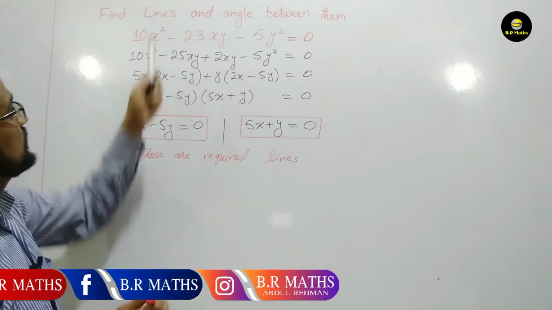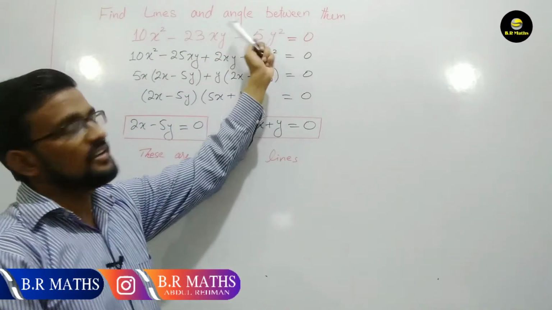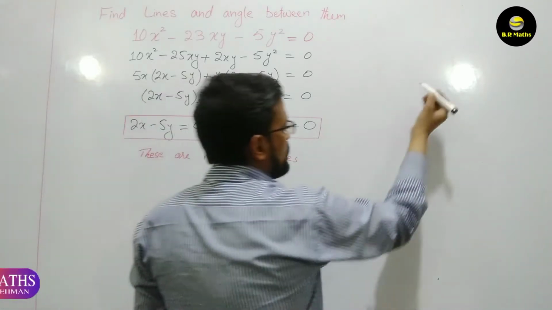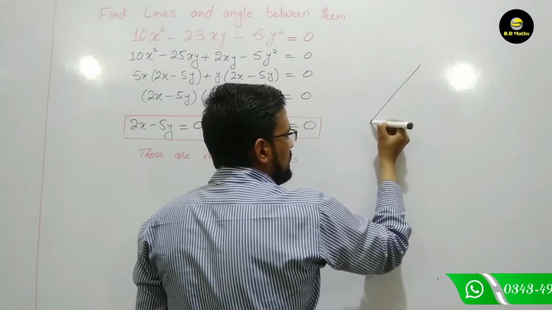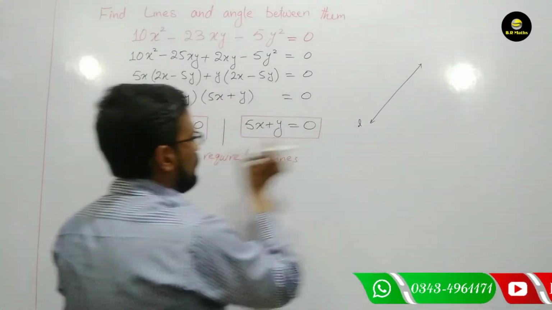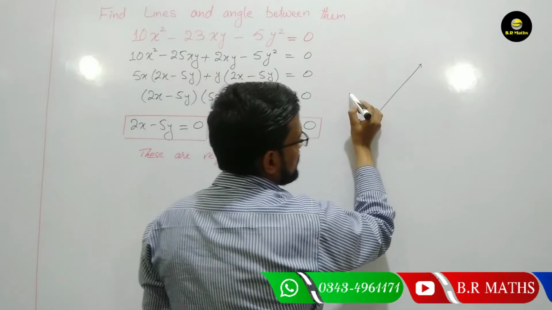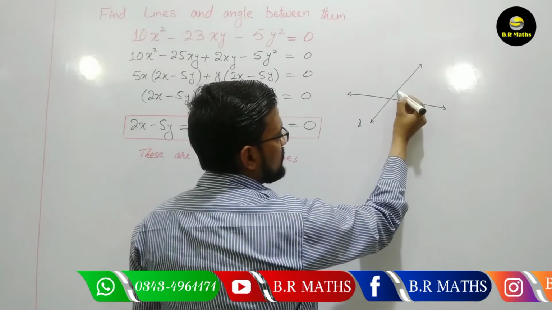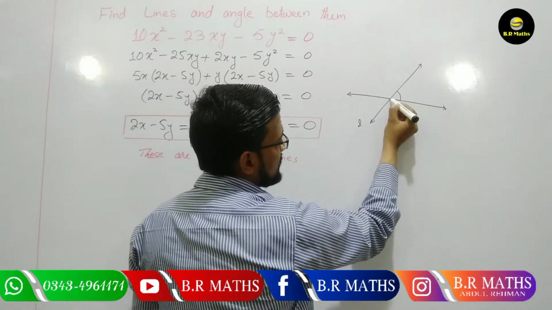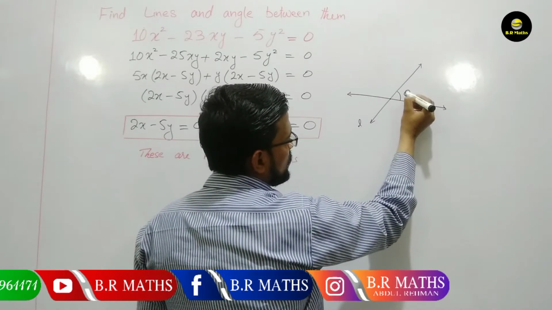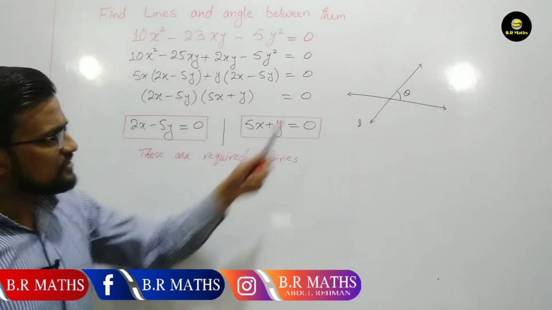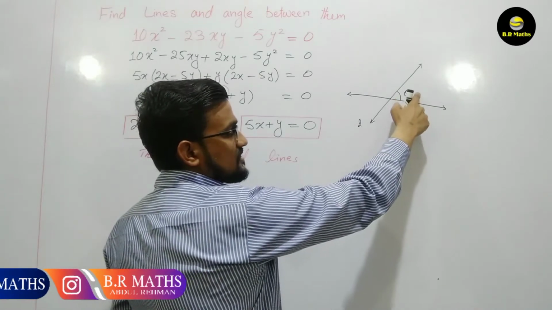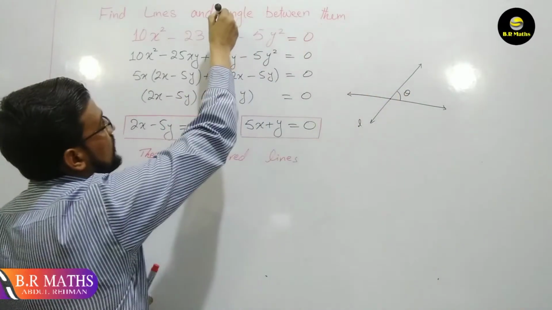And next, find the angle. So what is the angle? Suppose the first line is L1, and the other one is this. This is the other straight line. Angle means the angle between two lines where these two lines intersect each other. See this angle, this is the angle to find.